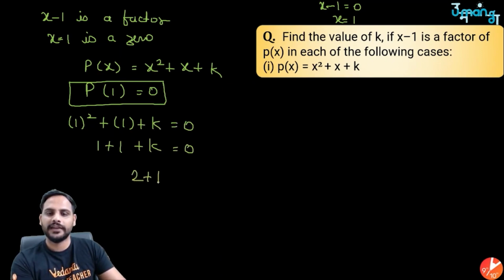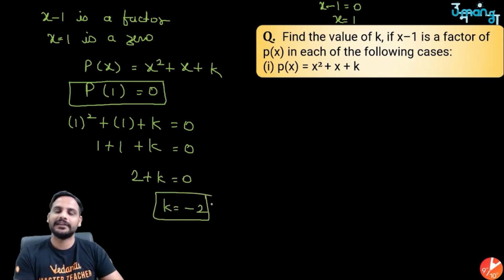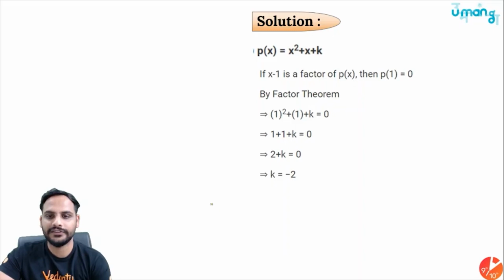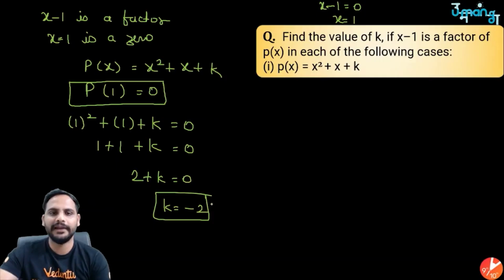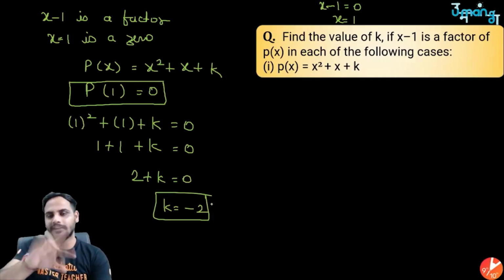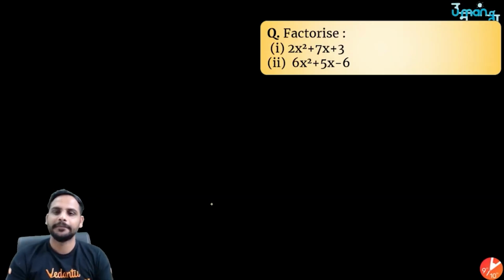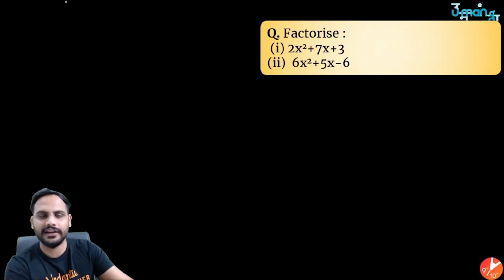So 2 plus k equal to 0. That means k is equal to minus 2. Got it? This is how this question can be solved. Simple, right? Factor to zeros, factor to root, root to factor. Conversion you should be very frequent over there. Okay, then factorize the quadratic equations given over here.